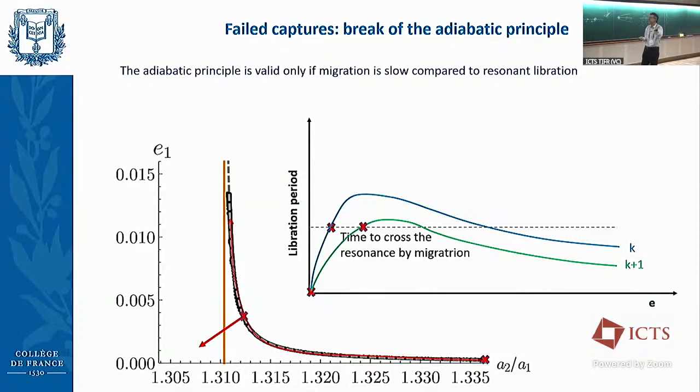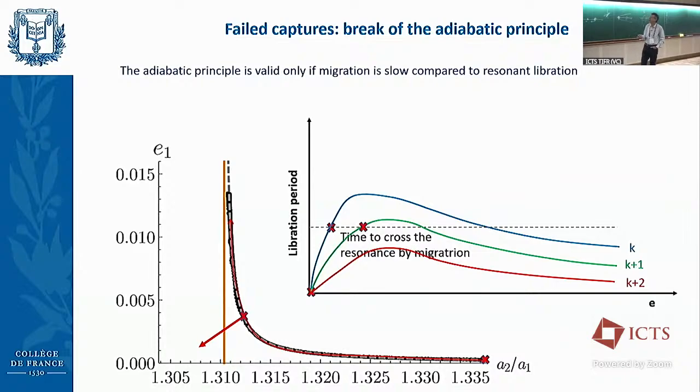So missing the 3-to-2, if we try to go into the 4-to-3, the 4-to-3 has the same kind of function for the libration period, but faster now. And now you see that for any eccentricity, the libration period is smaller than the time to cross the resonance by migration. So in this new resonance, the adiabatic principle will always hold, and the planet will be captured forever.